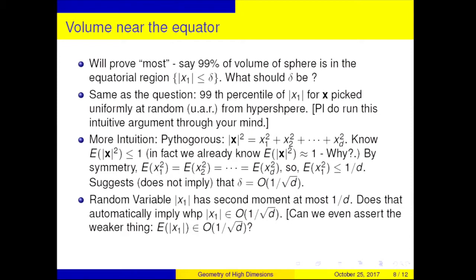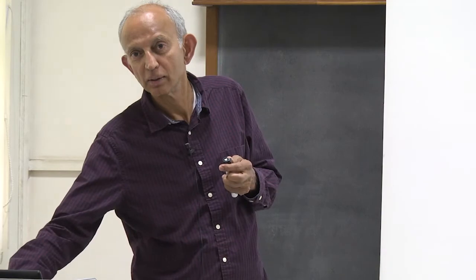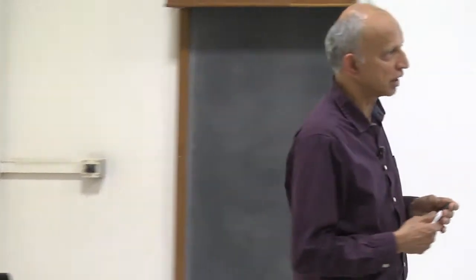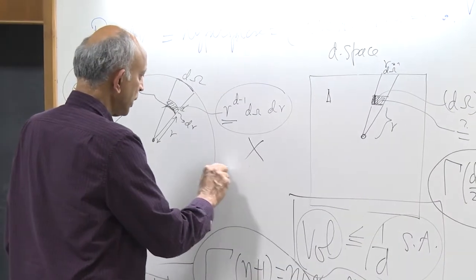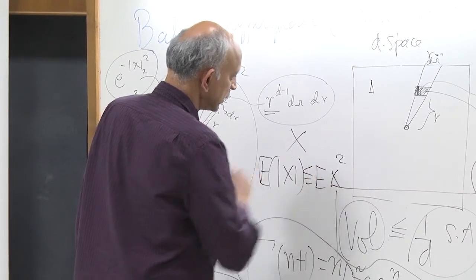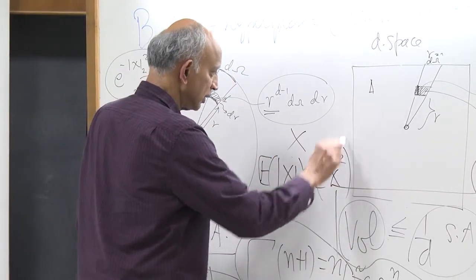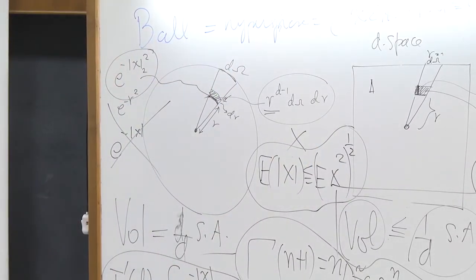Anybody remember an inequality that might give you this? Cauchy-Schwarz. Yeah, Jensen's inequality it's called, but proved by Cauchy-Schwarz. So for any random variable x, the expected value of the absolute value of x is less than or equal to the square root of the expected value of x squared. And you prove it by Cauchy. This is Jensen's inequality, right? You prove it by taking square roots, or just by convexity of the square function, or any number of ways, but that's true.